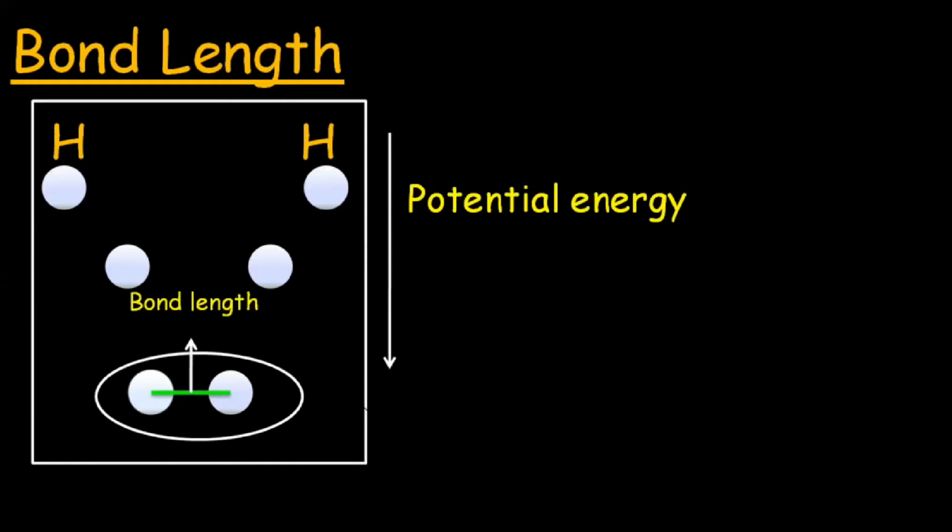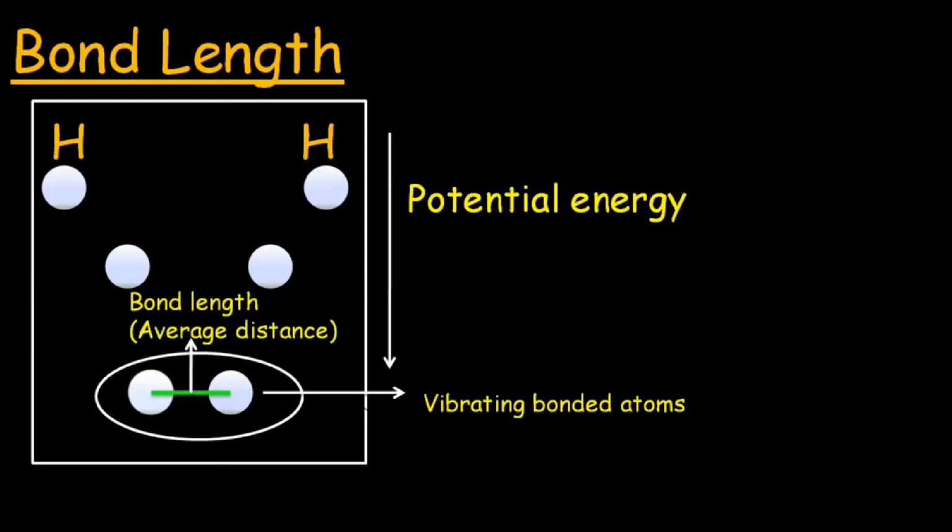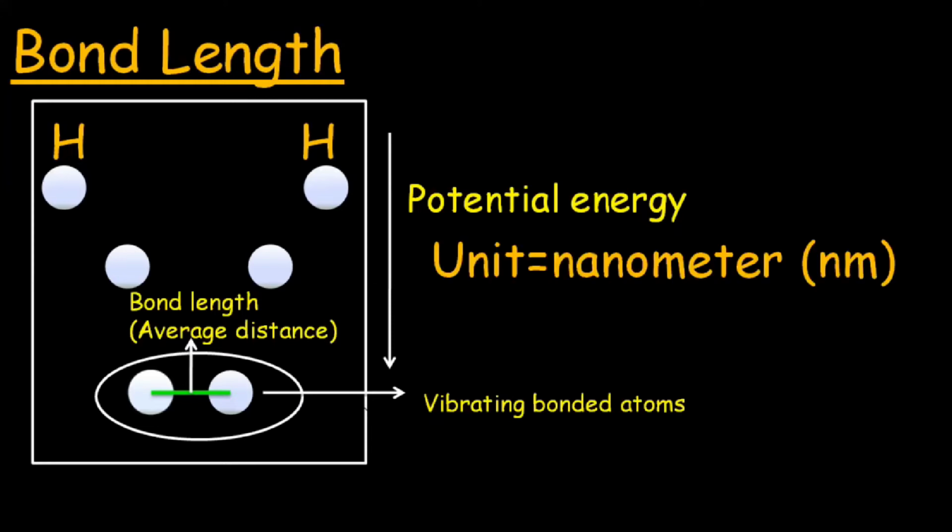The bond length is the mean distance between the nuclei of two atoms because both the atoms are vibrating about their mean position. So, bond length is the mean distance or average distance between the nuclei of two atoms. Bond length is measured in the units of nanometer. Angstrom is also a frequently used unit to measure the bond length.